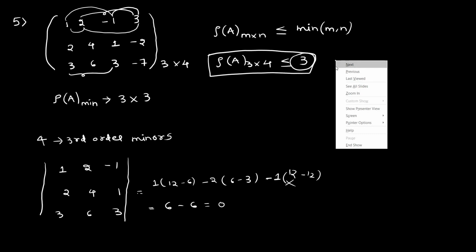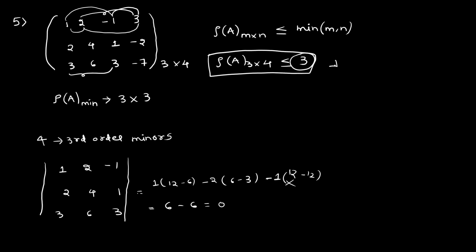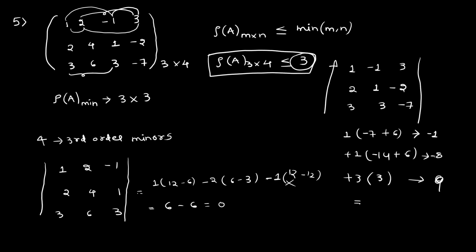Okay, and the second one, we need to check the second one, and the second one is 1 minus 1 3, 2 1 minus 2, 3 3 minus 7. Okay, now check this, and this is equal to 0. The second minor is also equal to 0. And let's check the third minor, and the third minor is 1 2 3, 2 4 minus 2, 3 6 minus 7.